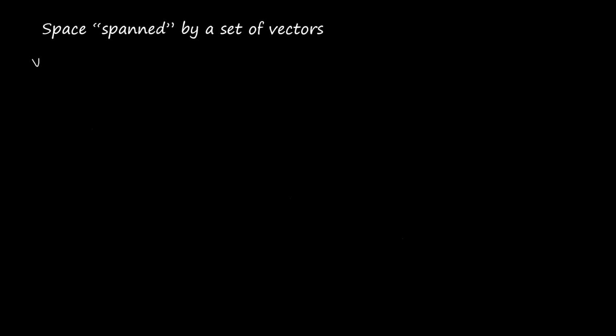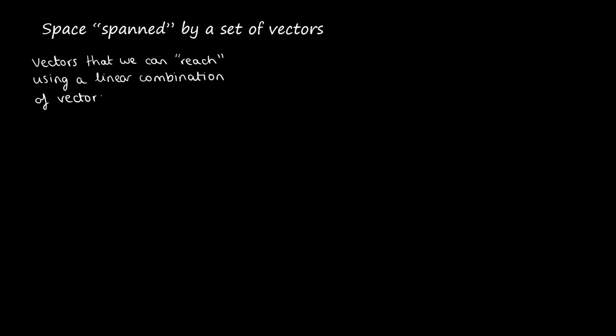Consider all vectors that can be reached via a linear combination of a set of n vectors. Let's call them v1, v2, v3, all the way up to vn. This can be compactly written as the span of vectors v1, v2 up to vn.